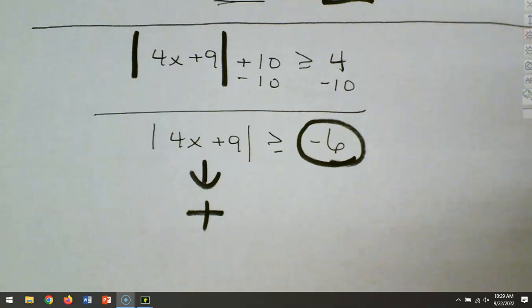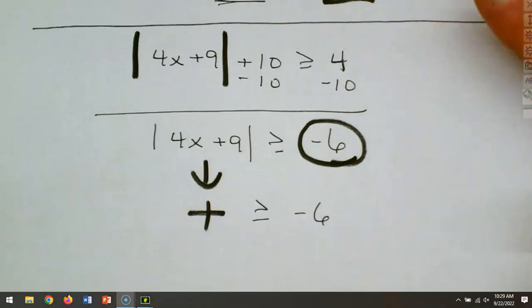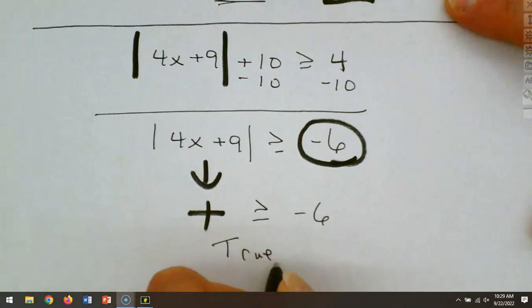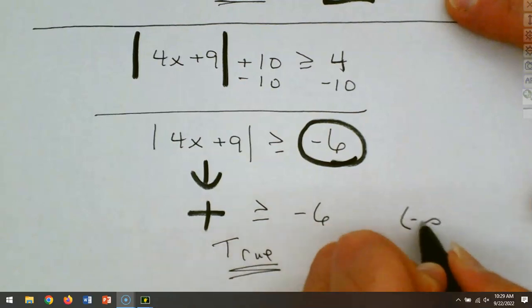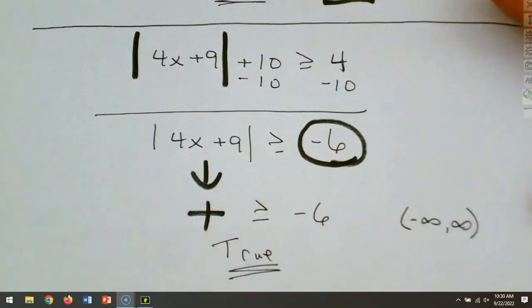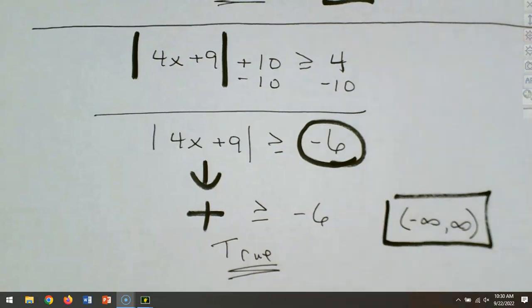Our positive numbers now greater than or equal to a negative 6. Is that true all the time or false? Which one? This would be what? True or false? True. Okay, so this is true. What does that tell you then your answer will be? All real numbers, negative to positive infinity.